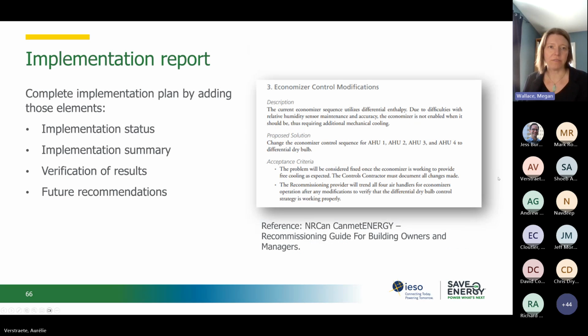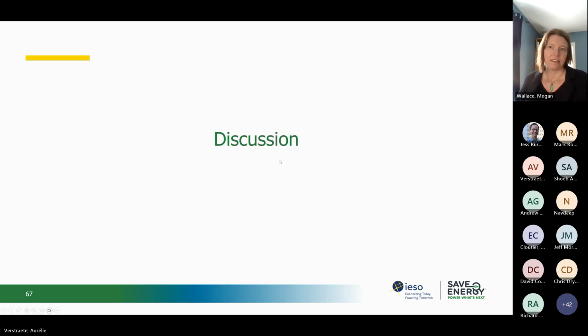The implementation report, here's the example of a completed implementation report, and it's completed by adding the implementation status, the status of the implementation measure, a summary, the results of the verification, and any recommendations for the future. And that would tie up that implementation phase. So we can open up the floor to any questions or discussion.